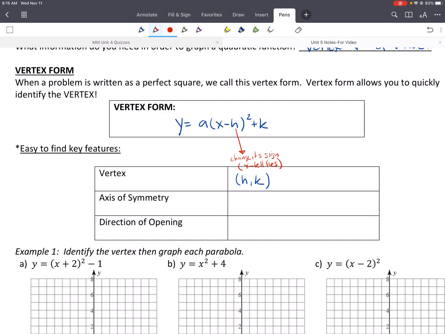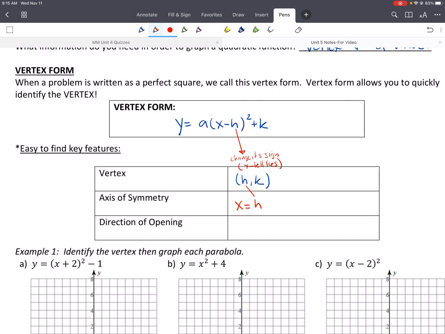So we can easily find the vertex from vertex form. We can also find the axis of symmetry, because the axis of symmetry, x equals whatever that value is, is always the x value of your vertex. Here the axis of symmetry would be x equals h, and again it'll be the opposite sign of what you would think. So just keep that in mind.